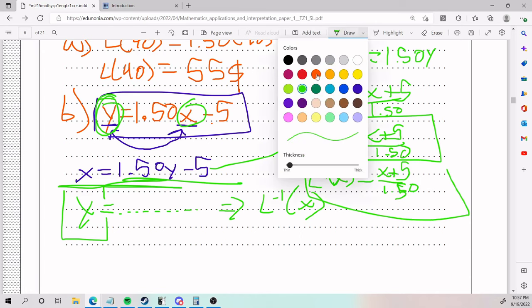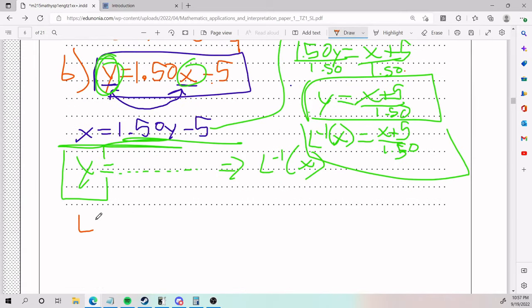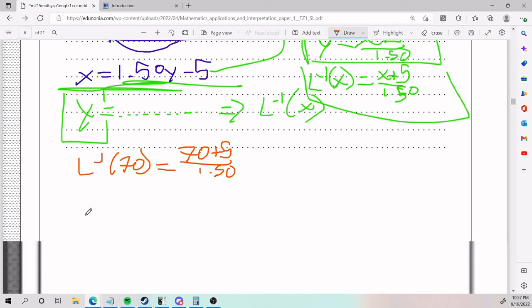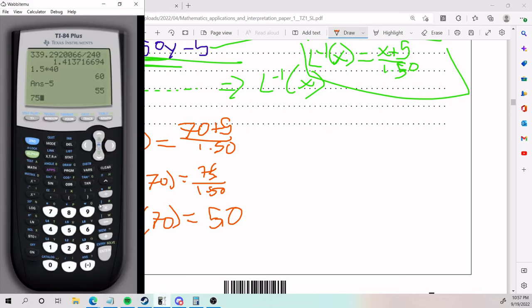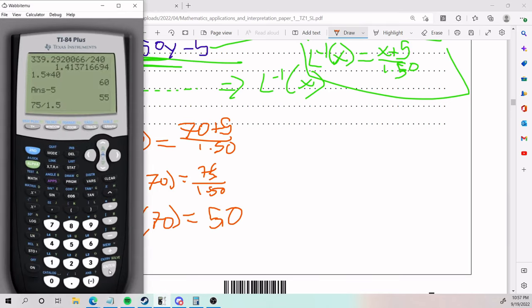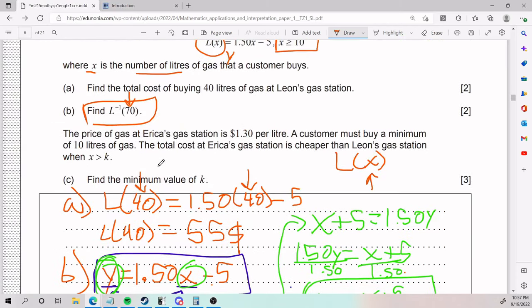Now I'm not done yet, because the question is asking for plugging 70 into this. So I'm going to go ahead and plug in 70. We end up with 70 plus 5 divided by 1.50. This gives me 75 divided by 1.50, which is going to be 50. I did this a while ago, let me just double check. Yeah, that's 50. All right, so that's part B.